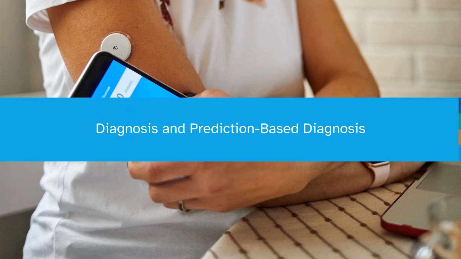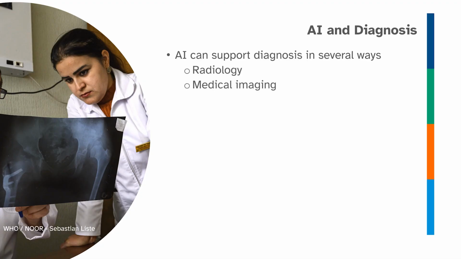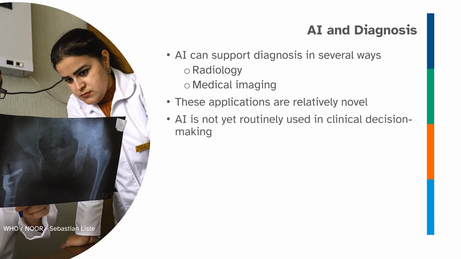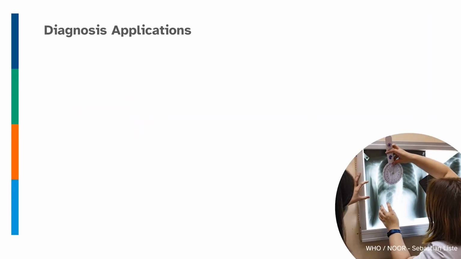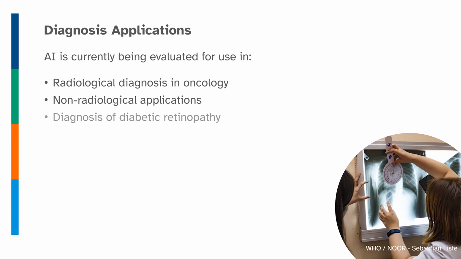Diagnosis and prediction-based diagnosis. AI can support diagnosis in several ways, including radiology and medical imaging. These applications are relatively novel, and AI is not yet routinely used in clinical decision-making. AI is currently being evaluated for use in radiological diagnosis in oncology, such as abdominal and pelvic imaging, colonoscopy, and mammography. Non-radiological applications include dermatology and pathology, diagnosis of diabetic retinopathy, ophthalmology, and RNA and DNA sequencing to guide immunotherapy.